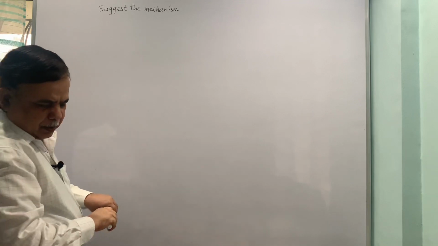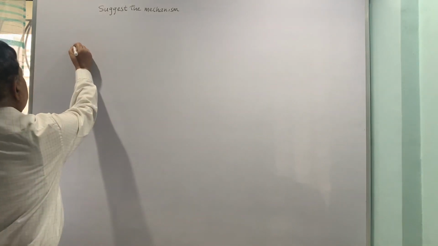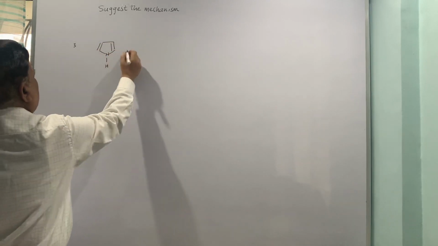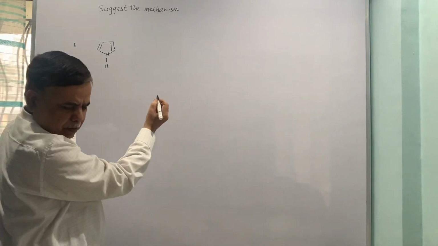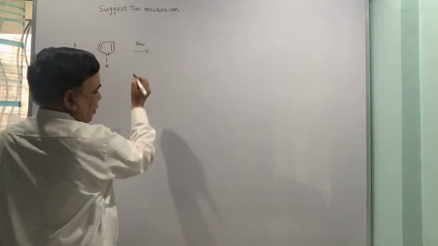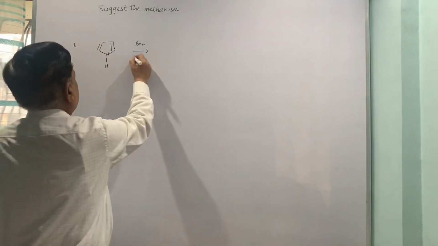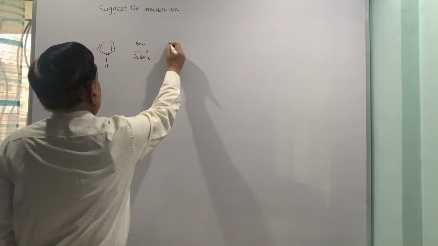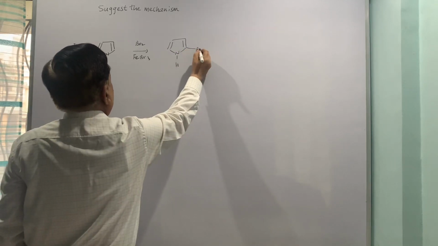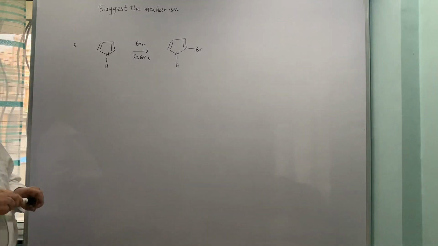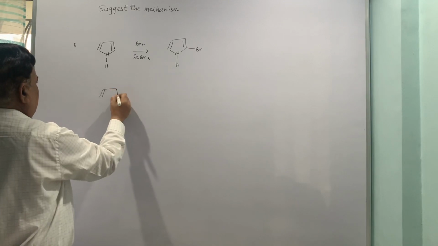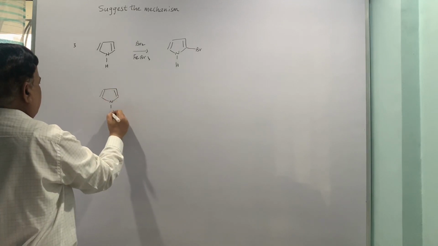Next example is pyrrole treated with bromine and FeBr3. You get 2-bromopyrrole. This is again an electrophilic substitution reaction, and in this case the electron push should be shown like this.